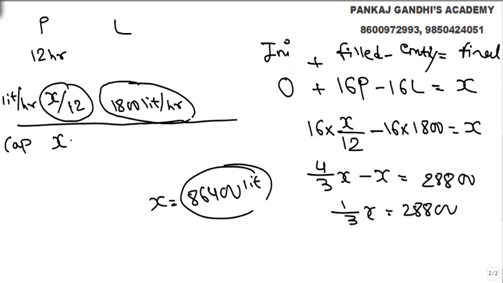For 16 hours the pipe filled, for 16 hours the leakage emptied. At the end, it's completely filled. Completely filled is x. Pipe filled, leakage emptied, we solve it. So in this question, this is going to be the easier way of solving it.